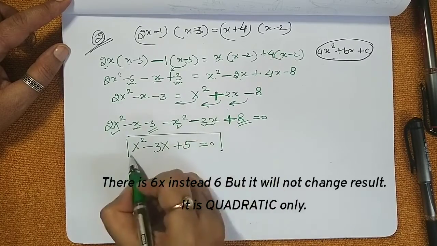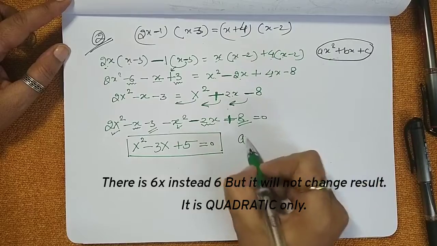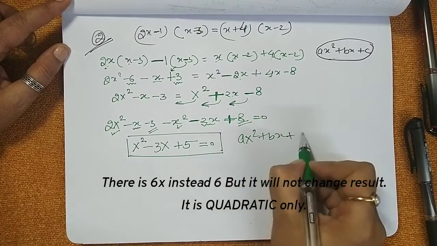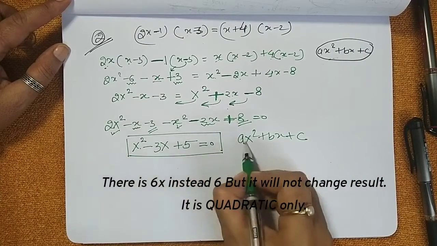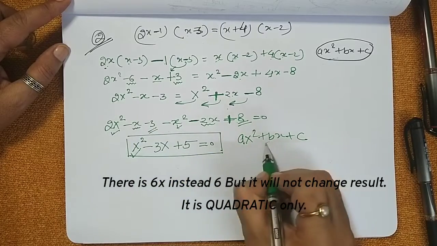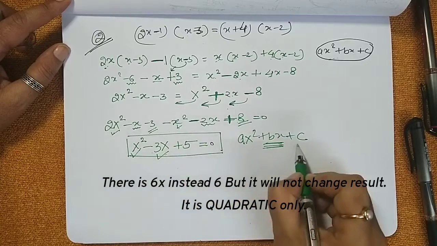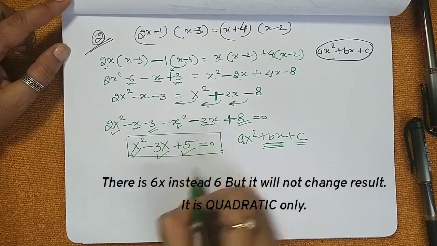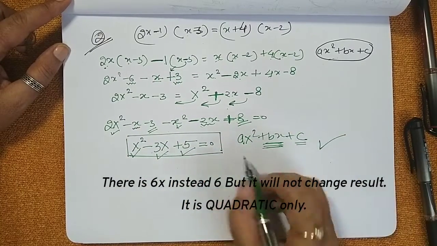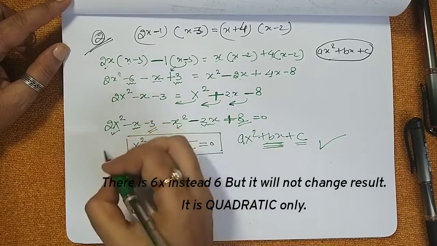This is my final equation. Let me compare it with this. So ax square term, is something similar to this there? Yes. bx term is there? This is similar to bx. Yes. This term is there? Yes. Perfect match. So yes, it is a polynomial. I hope you got it.